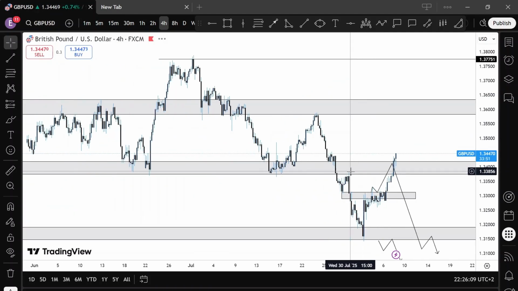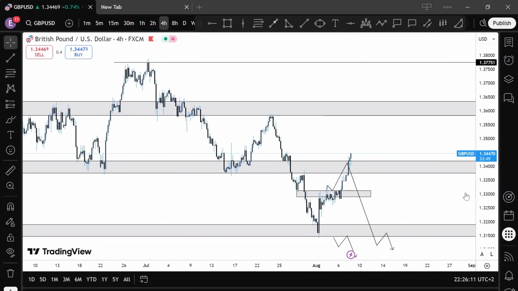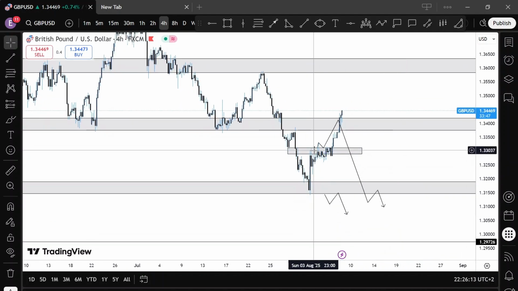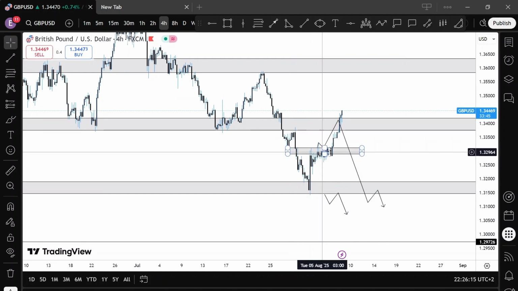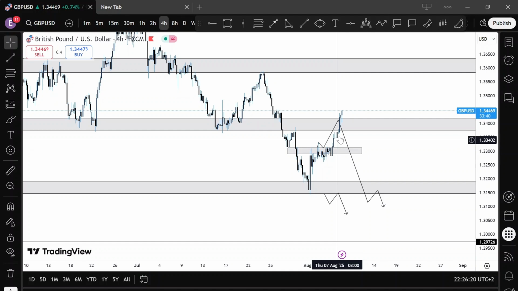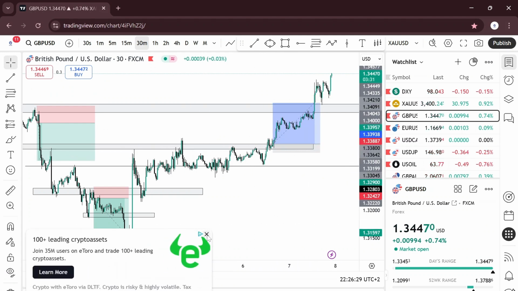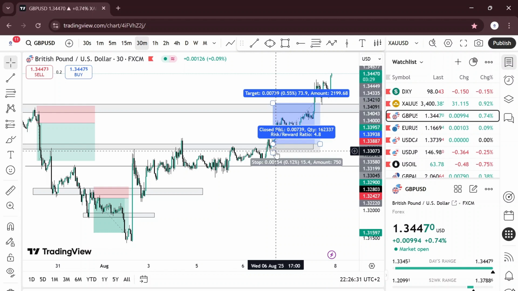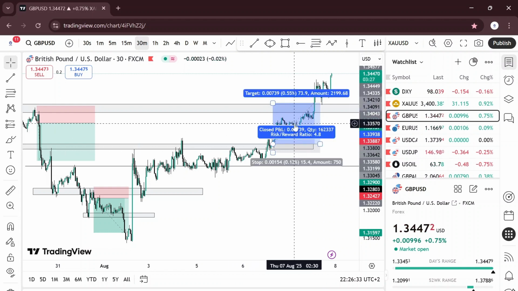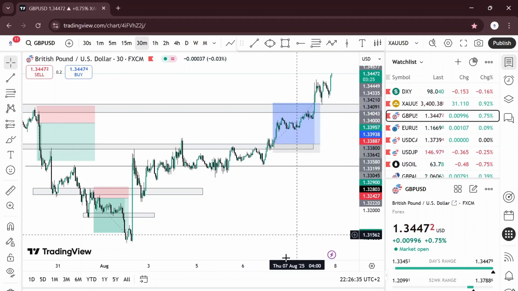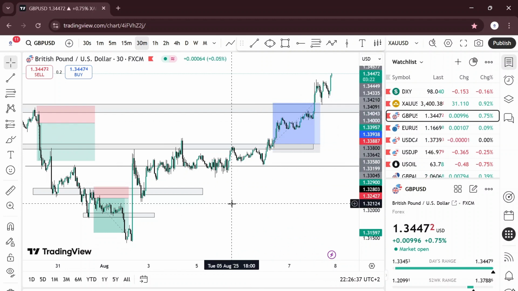Starting off with Pound USD, I anticipated that if price breaks above this resistance it created before market close last week, we're going to have a retest of that region and a continuation to the upside. And this is actually one of the winning trades I've had this week. As you can see over here, we had this break above this region, and I went in for a buy, and this is almost a 4.8 risk to reward ratio. And yeah, that's the one trade.